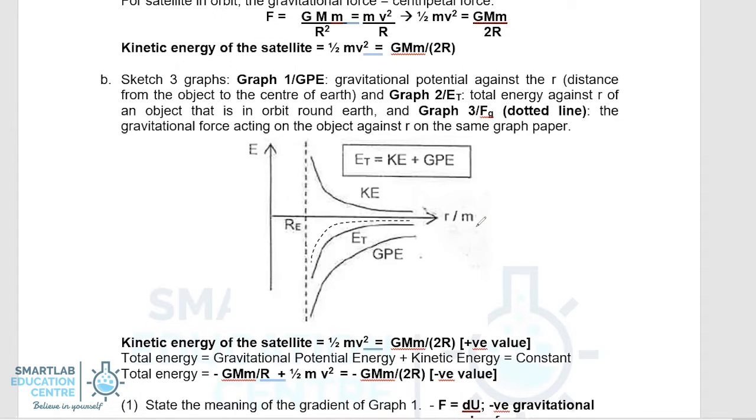Let's now take a look at how the various energies change with r for an object in orbit. So the first one is your gravitational potential energy, which is negative GMm over r. The next one is your kinetic energy, which is GMm over 2r. And finally, the total energy is negative GMm over 2r.